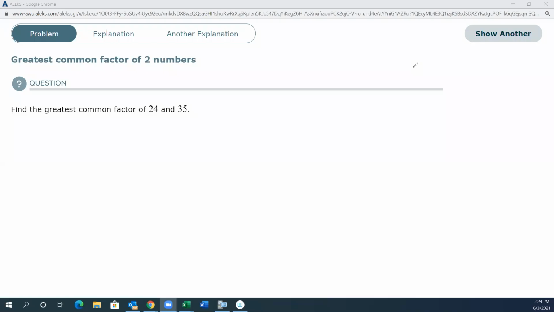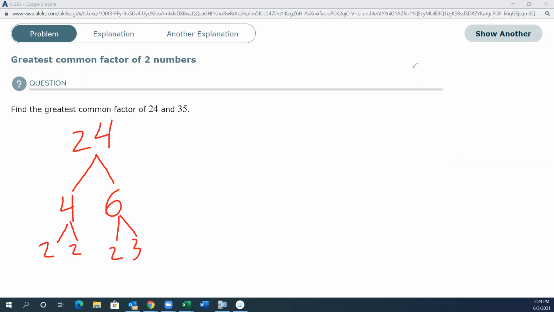All right, so greatest common factor of 24 and 35, that would be the biggest number that divides into them. So one way to figure that out is to make a factor tree. 4 times 6 is 24. I can break 4 down as 2 times 2. I can break 6 down as 2 times 3. So 24 is 2 to the third power times 3.